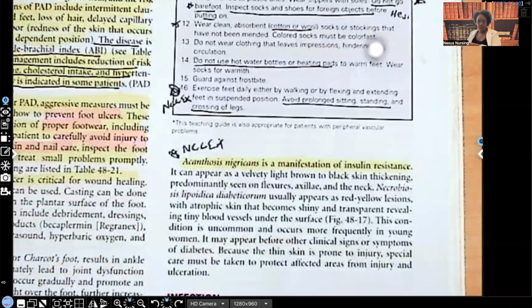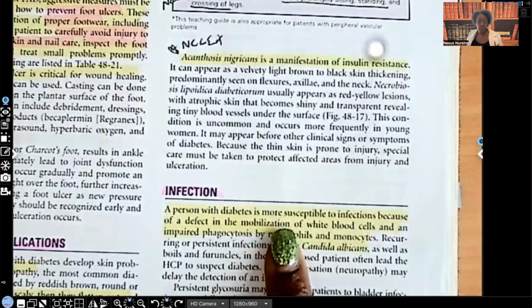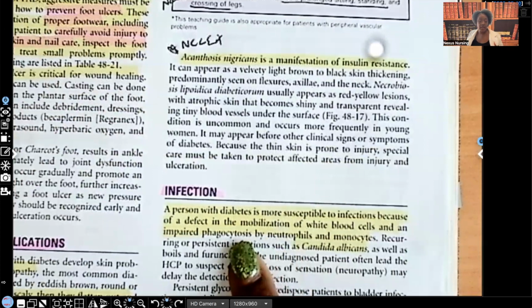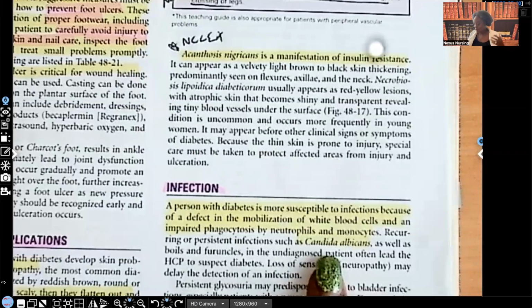All right, infection. Oh, I talked to you about that. Here it goes, infection. A person with diabetes is more susceptible to infections because of a defect in the mobilization of WBCs and impaired phagocytosis. Remember phagocytosis, that's when those WBCs just eat up those pathogens, right? So impaired phagocytosis by neutrophils and monocytes. And don't forget, bacteria loves wet, dark, sugary environments. So that's a perfect medium in a diabetic patient. They're at risk for infections and fungal infections such as Candida albicans.